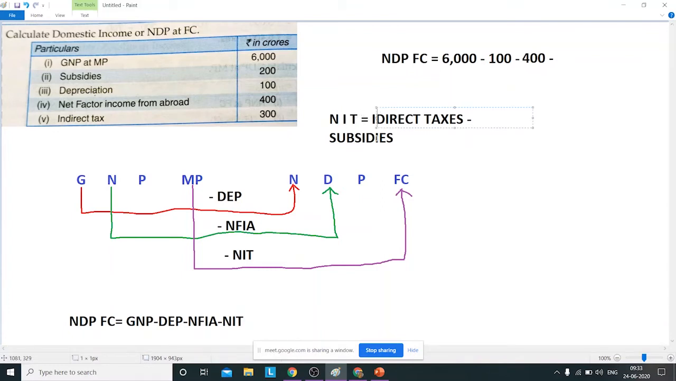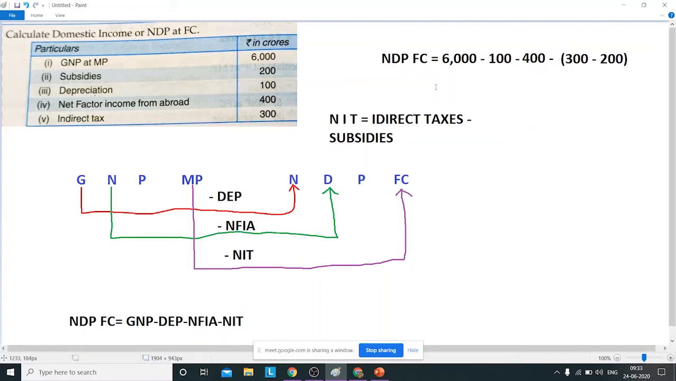Okay. So here in our question, indirect taxes and subsidies are given. So I will open a bracket here. How much is indirect tax? Vishnu, how much is indirect tax? Indirect taxes are 300. And how much is subsidy? 200. So I will close the bracket here. Yes. And next we have to solve this.